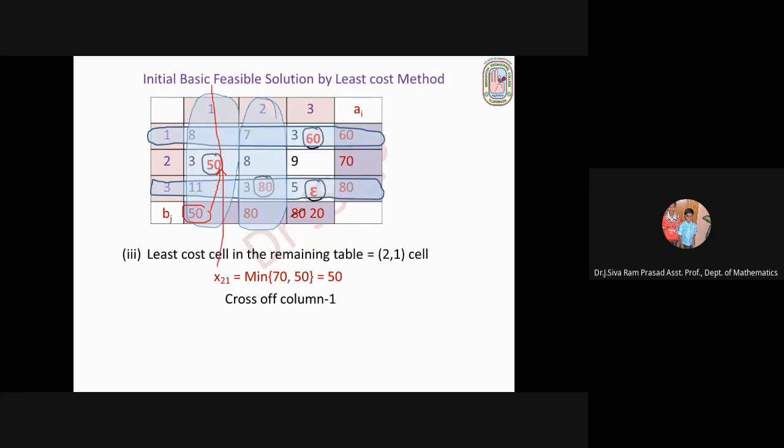Observe the second origin. At the second origin, the total available amount is 70. Out of 70 units, 50 units are transported. So the remaining available amount is 70 minus 50, that is 20. So cross out 70 and write 20.